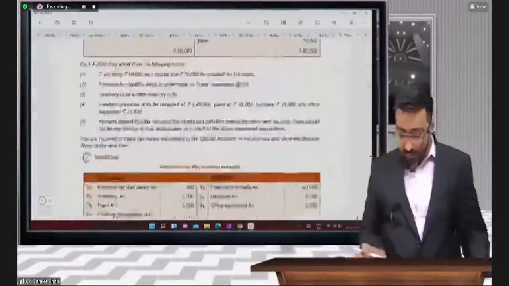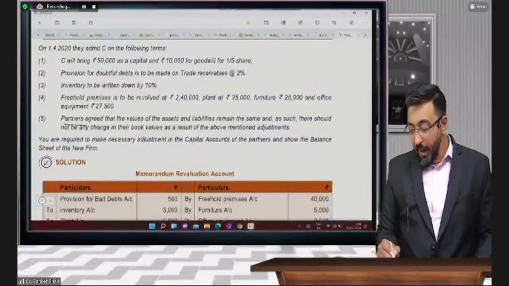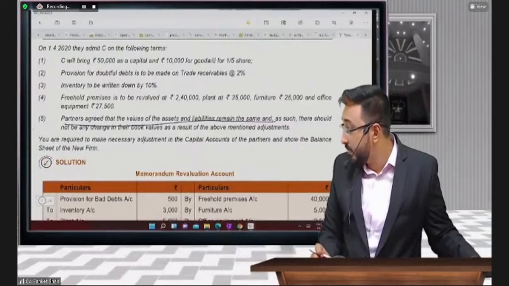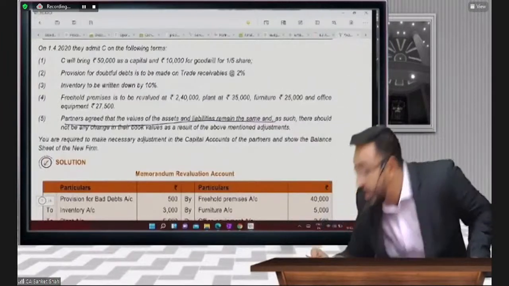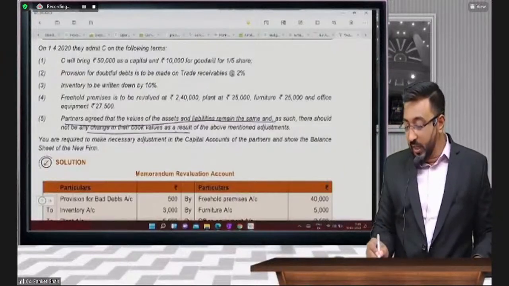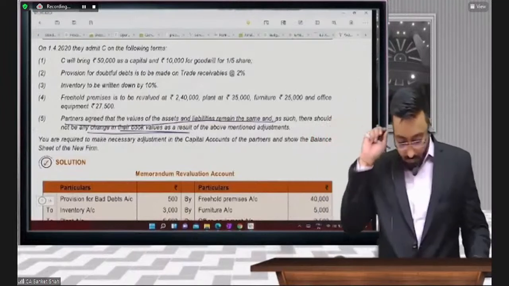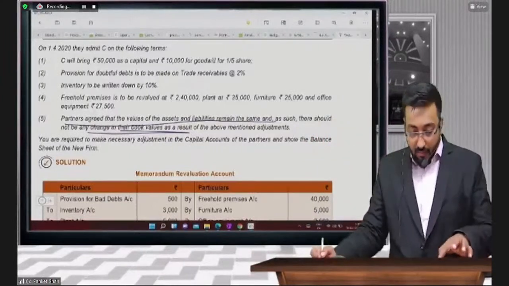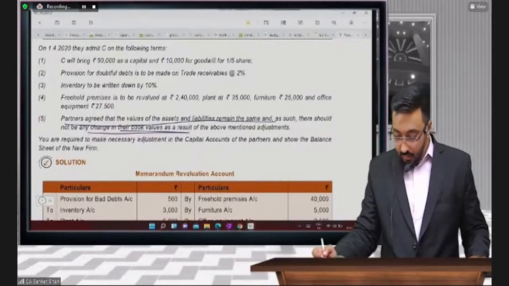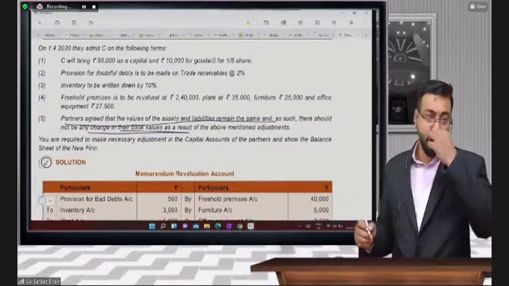See beta, one important line is there. Partners agreed that the values of assets and liabilities remain the same. They don't want to change their assets and liabilities figures. There is no change in the book value as a result of the above mentioned adjustment. You are required to prepare capital accounts of the partners and show the balance sheet of the firm.